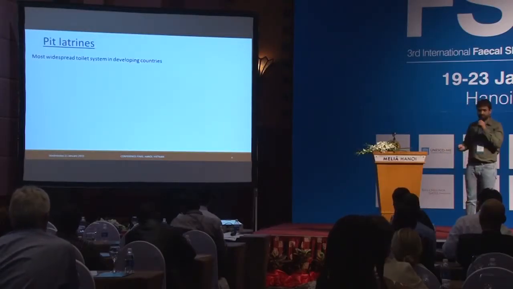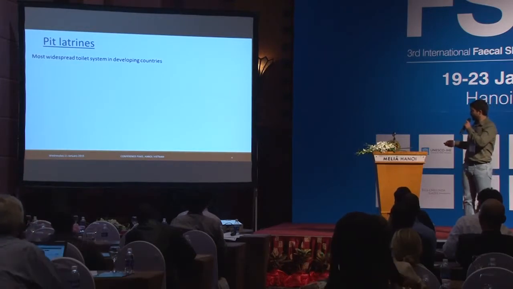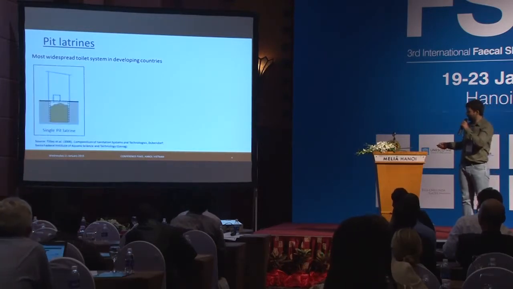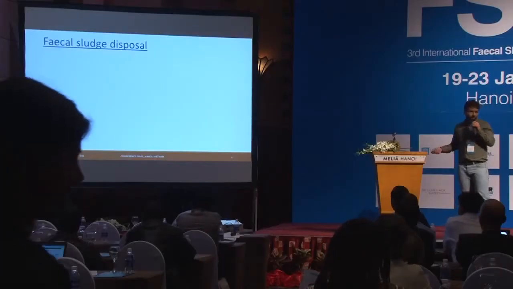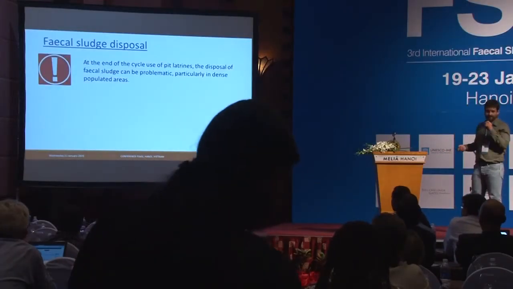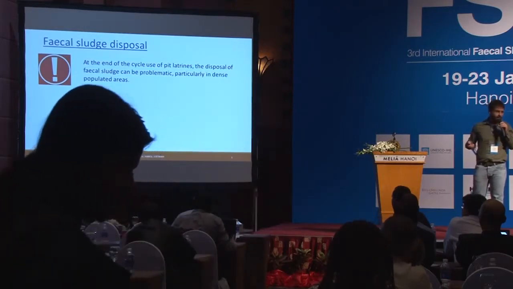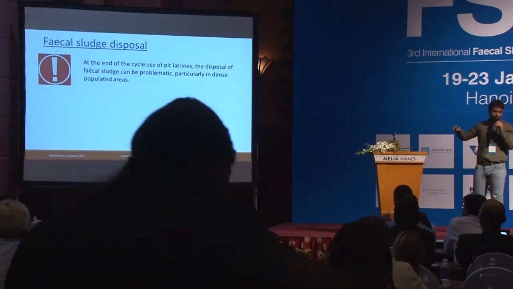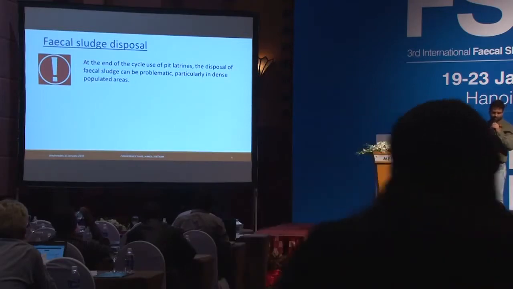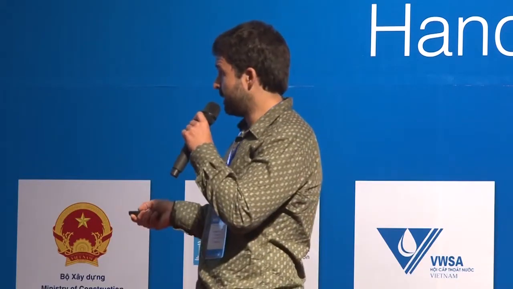Pit latrines, we know, are one of the most widespread toilet systems in developing countries. Here we can see the single pit latrine, and here the improved version of the latrine. In Durban, in the eThekwini municipality, we count around 30,000 VIP latrines. But when the VIP latrine is full, this can be a problem, especially in densely populated zones where we cannot bury the waste and move to the next pit because of lack of space.